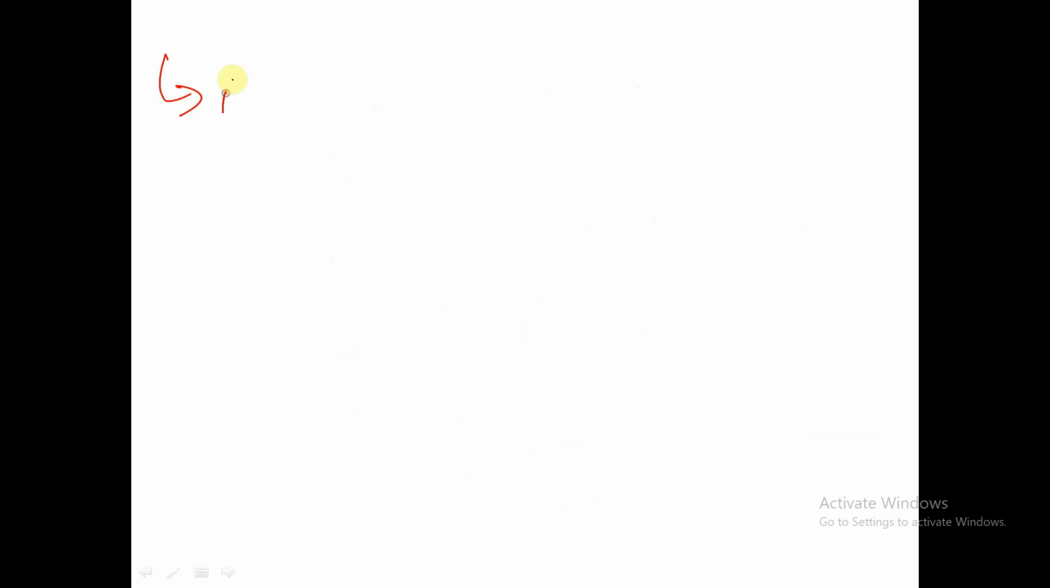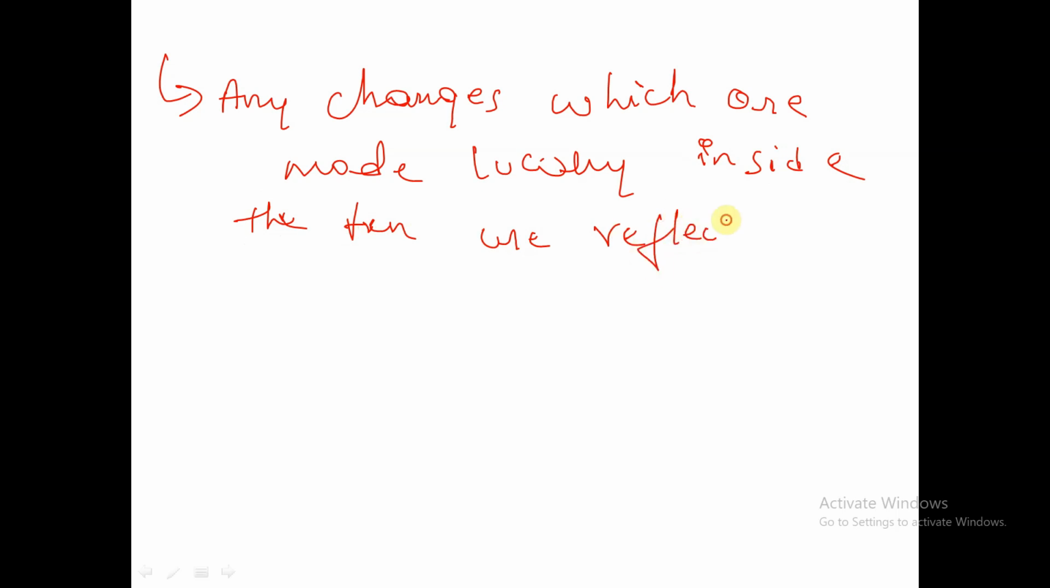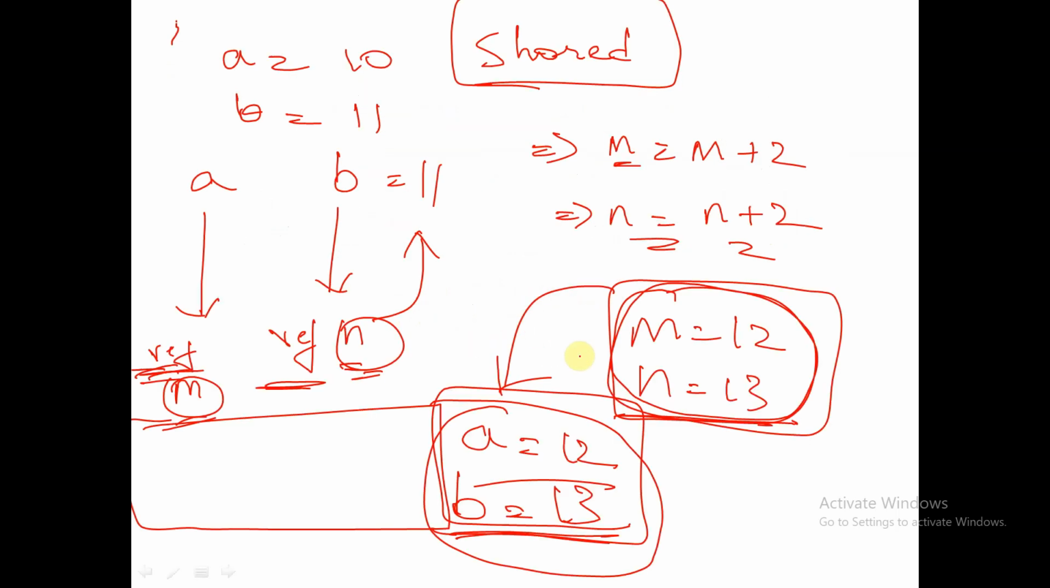I will write it here. So any changes which are made locally inside the function are reflected globally. So this is how it works when we pass the variables using pass by reference.